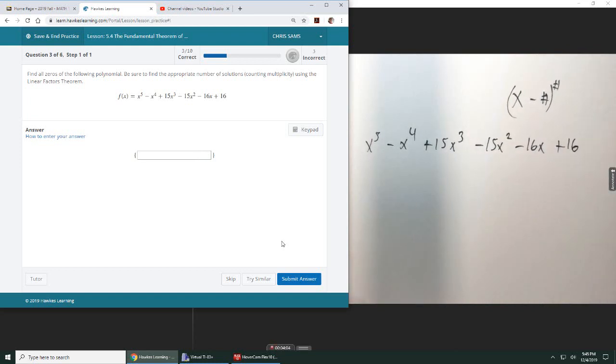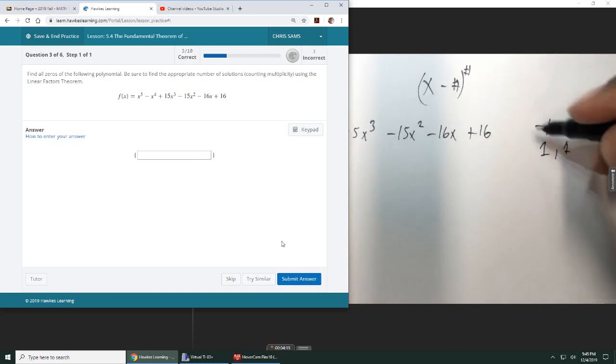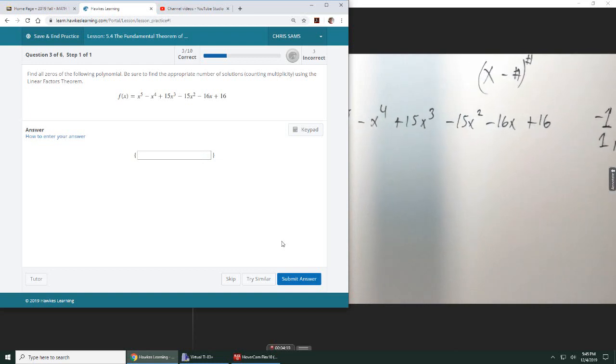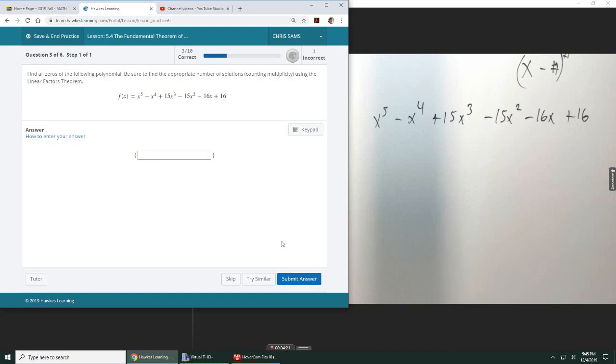Okay, so we know that -1 and +1 work, and +1 should work twice because of what we saw on the graph. Okay, so I just wrote down -1 and I wrote down +1 twice. I'm going to try those with synthetic, and we should end up with 0 each time. And then from there, my remaining polynomial, I'm going to factor or do quadratic formula.